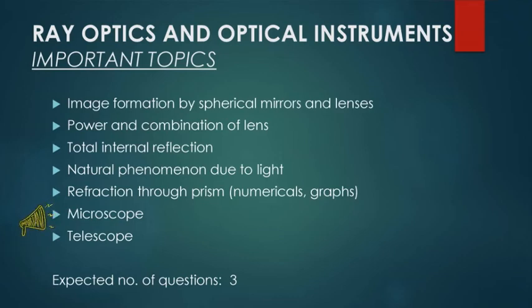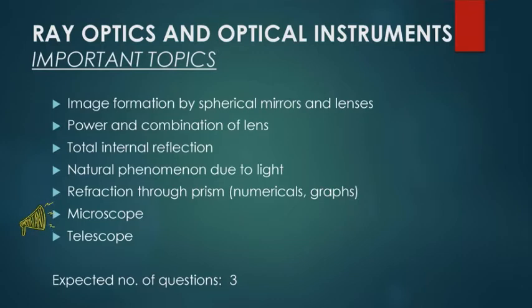So next chapter is ray optics and optical instruments. Important topics are image formation by spherical mirror lens, power and combination of lens, total internal reflection, and so on. From this, telescope and microscope topics are very important as numericals as well as theory questions can be asked from this chapter. And also other topics can be having either theory questions or even numerical questions.